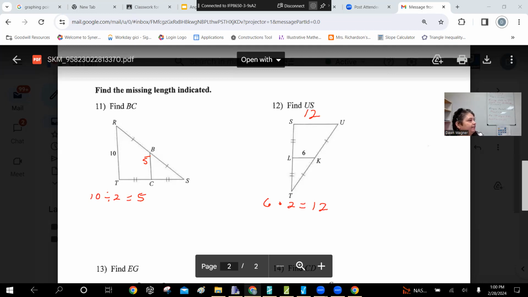You're either dividing by 2 or multiplying by 2 because that's the relationship. The outside piece is always going to be double the inside piece that's parallel to it, or vice versa. This one you would multiply by 2 to get this one. This one you would divide by 2 to get this one. Got it? Okay.